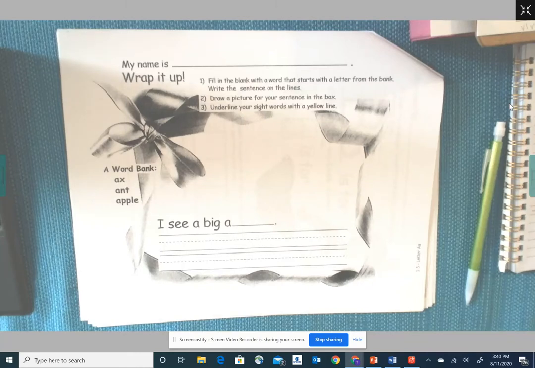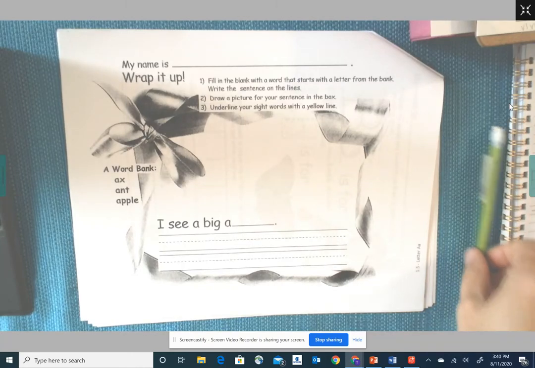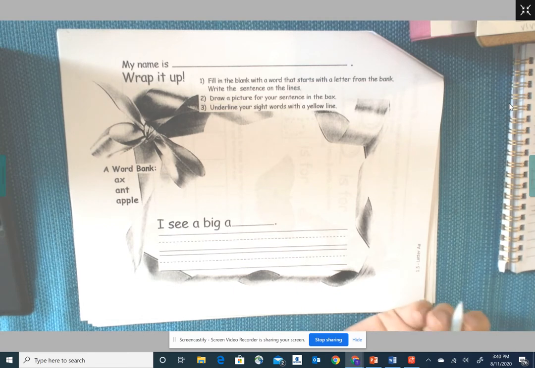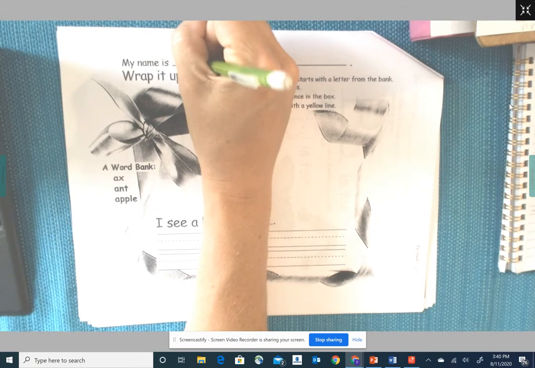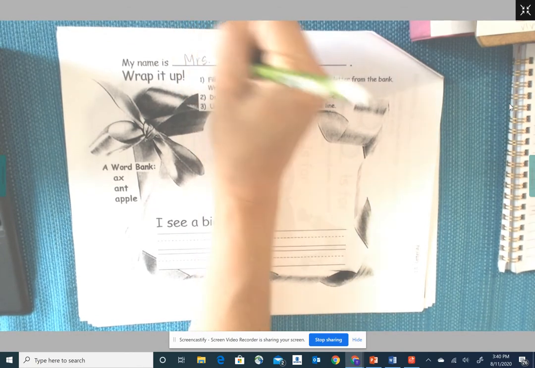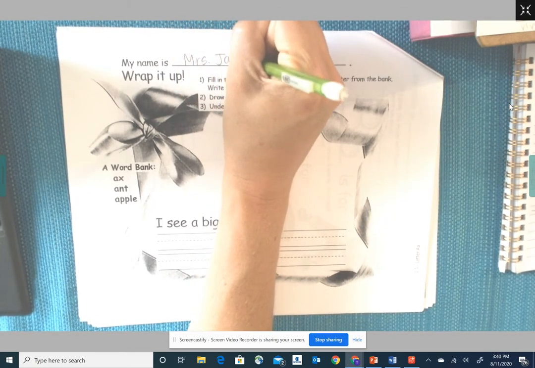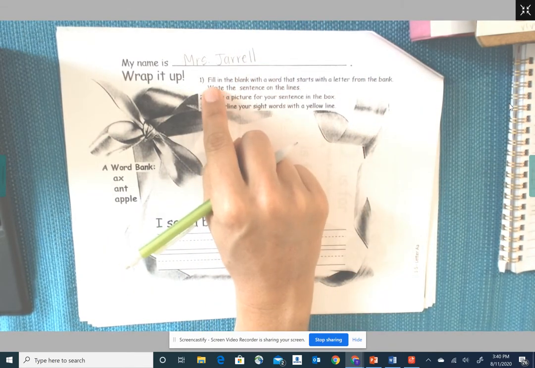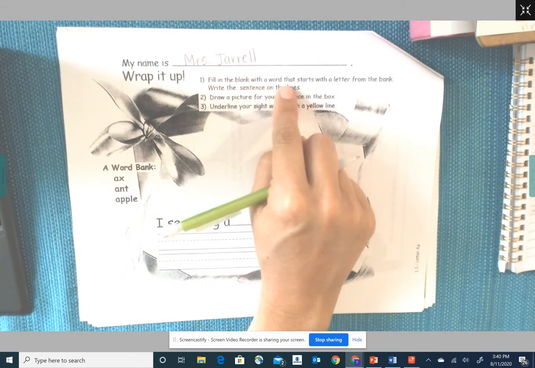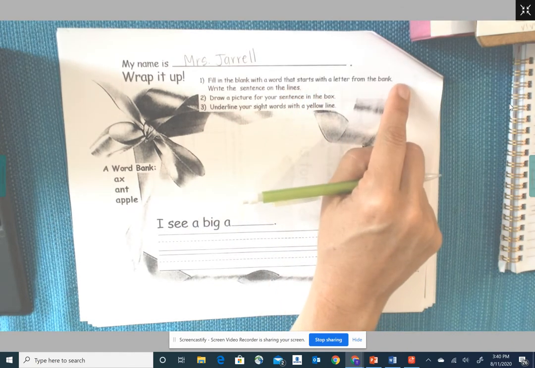Okay, now we are at the end of the week and we are going to practice writing a sentence. So the very first thing we do is write our name at the top. My name is Mrs. Gerald. Now we're going to read the directions. It says, fill in the blank with a word that starts with a letter from the bank.